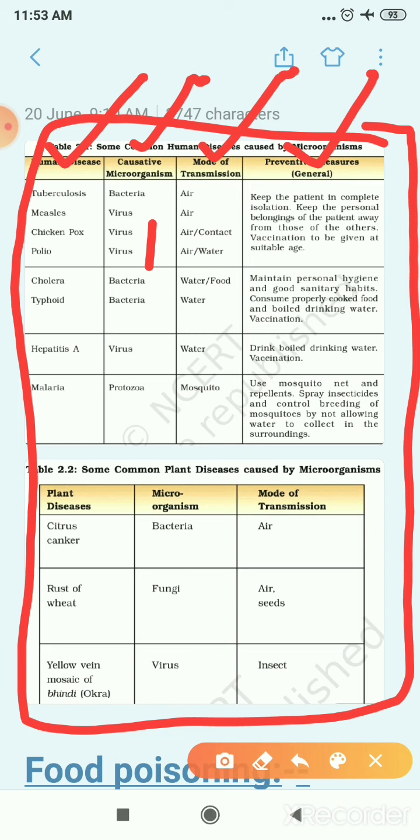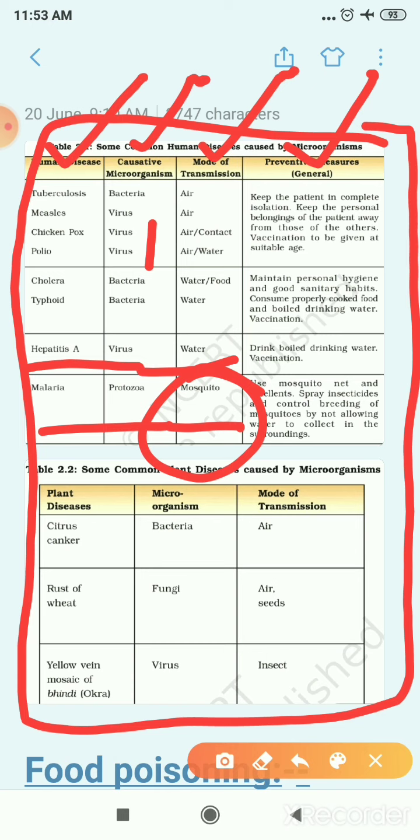There are some diseases like cholera, typhoid. They are due to bacteria, and the mode of transmission is food and water. Hepatitis B, virus and water. Malaria, protozoa, and the vector is the mosquito. Some common diseases caused by microorganisms.